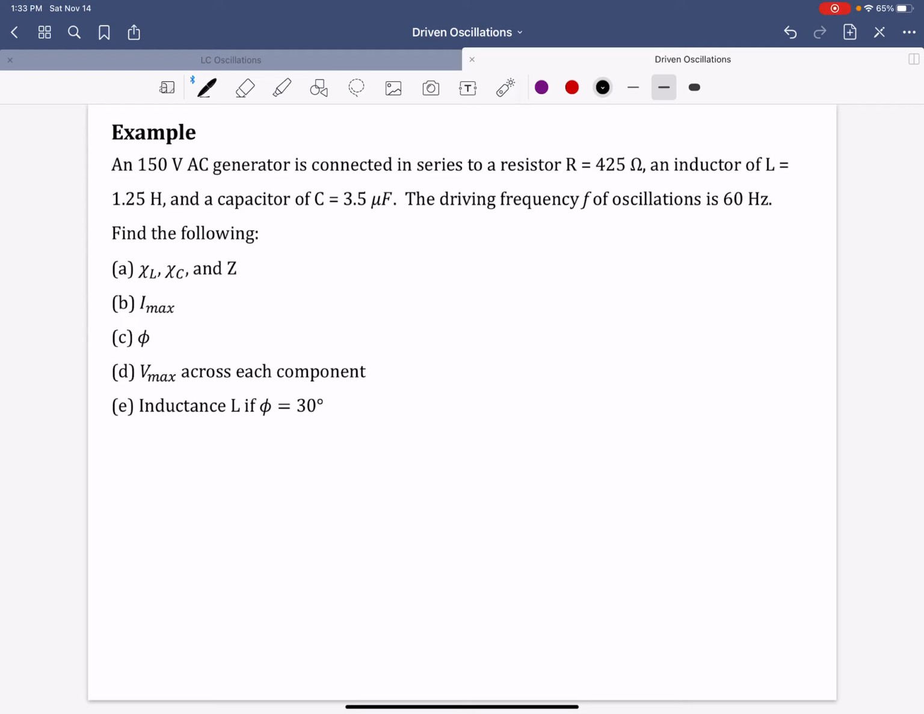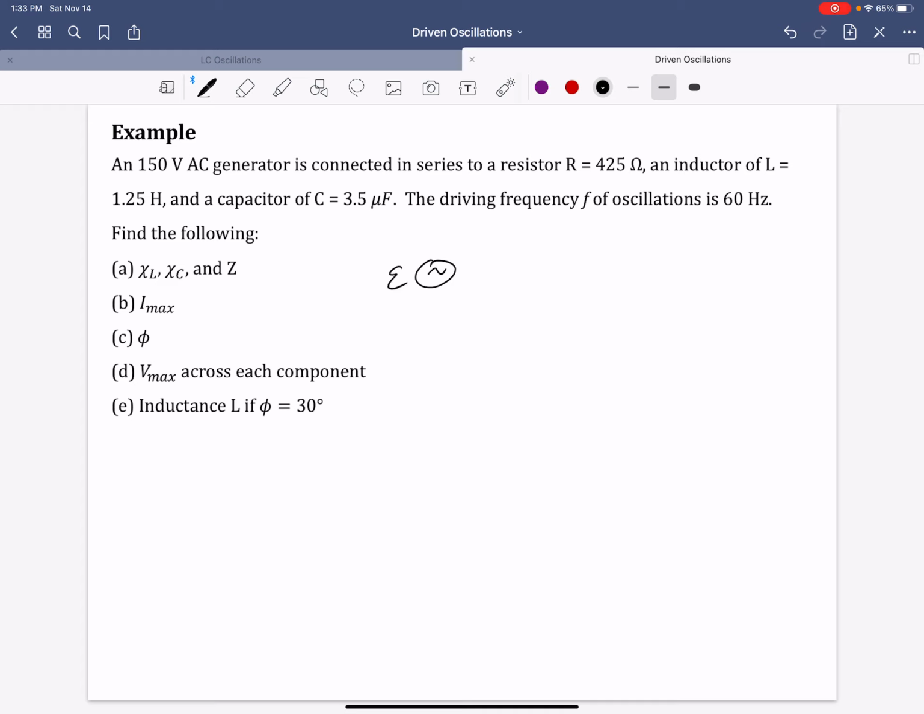Alright, so in this example, we have an AC generator connected in series to a resistor, an inductor, and a capacitor, right? If you've watched the previous video on a series RLC circuit, you will know where these equations and expressions come from, okay? So let's see.